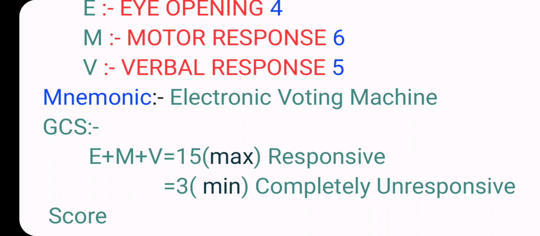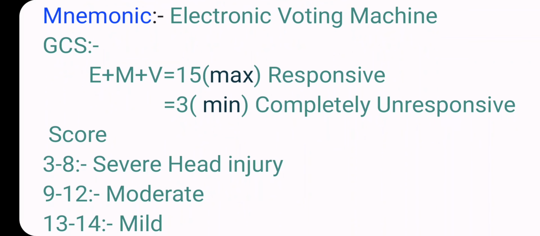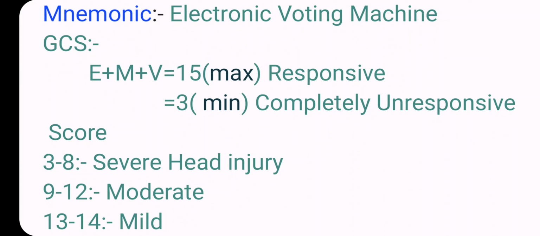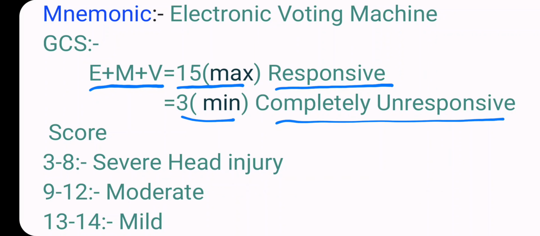Glasgow Coma score is E plus M plus V, with a maximum value of 15 and a minimum value of 3. Maximum 15 means the patient is responsive, and if 3, the minimum, the patient is completely unresponsive, that means in a coma stage.